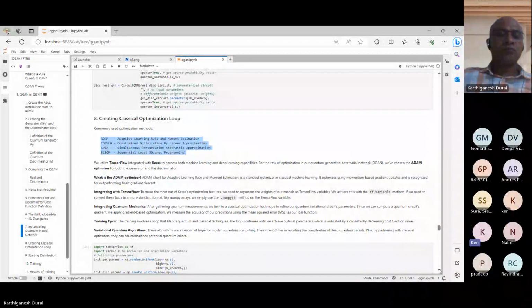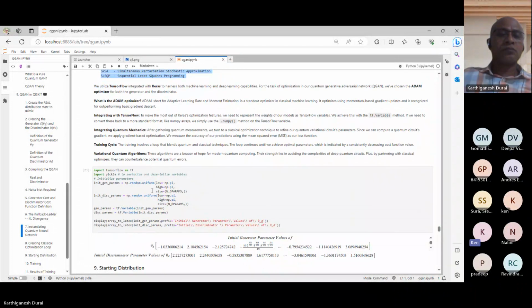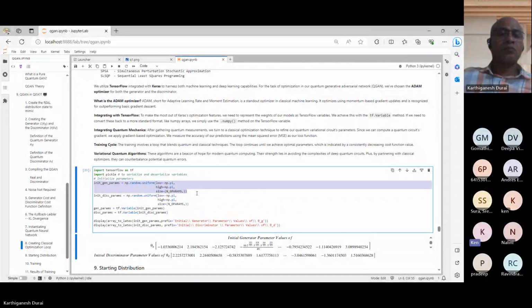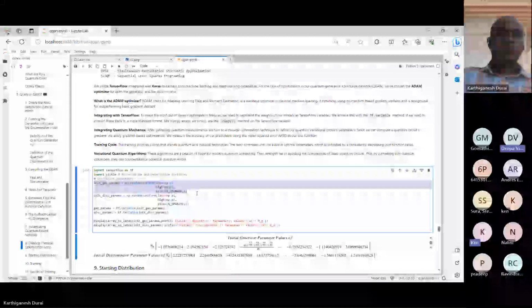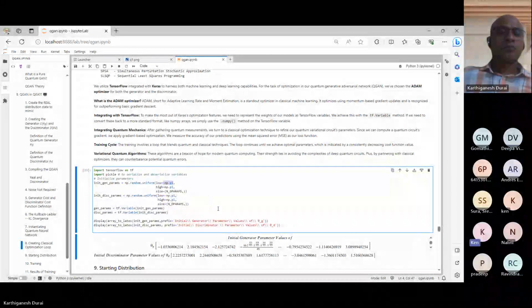Okay, so in here, if you could go to that code cell that's right there, this is how we initialize. We have an initial generator parameter equal to numpy.random.uniform. So we're going to implement a uniform distribution, and we're going to set the parameters from -pi to pi, so that way we encompass the entire distribution, right? And we're going to create one for the initial discriminator as well.